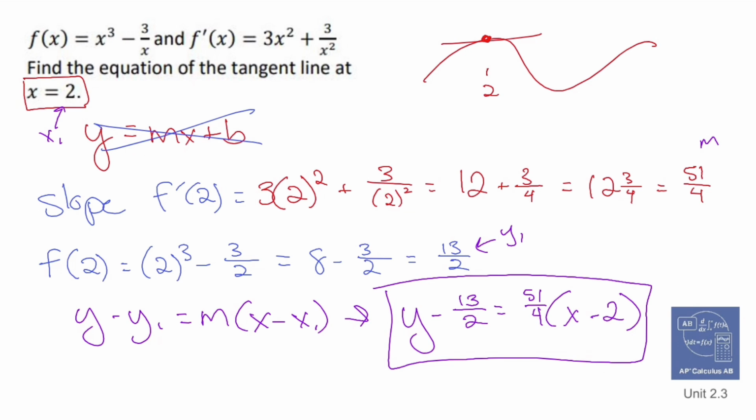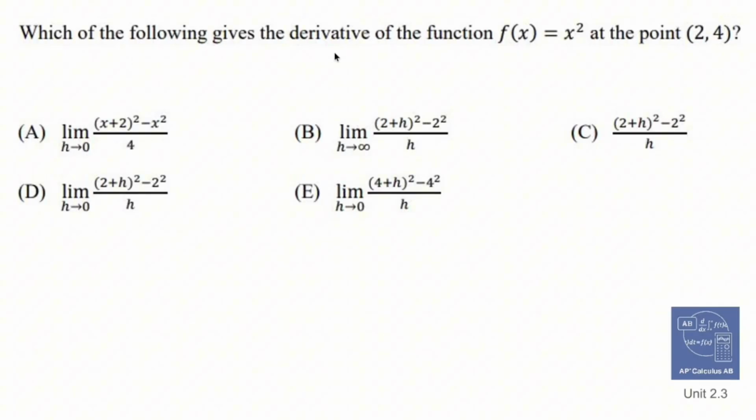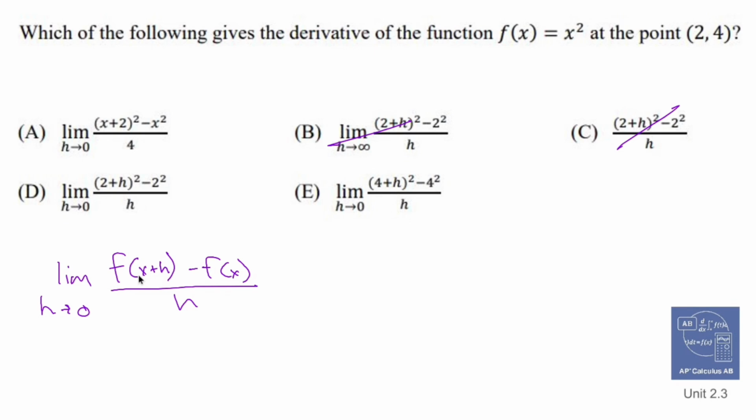Which of the following gives the derivative of the function f of x equals x squared at the point 2, 4? Well, by definition, the derivative is the limit as h approaches 0 of f of x plus h minus f of x all over h. So h approaches 0, which eliminates the options that don't even have a limit, so we're getting rid of those.